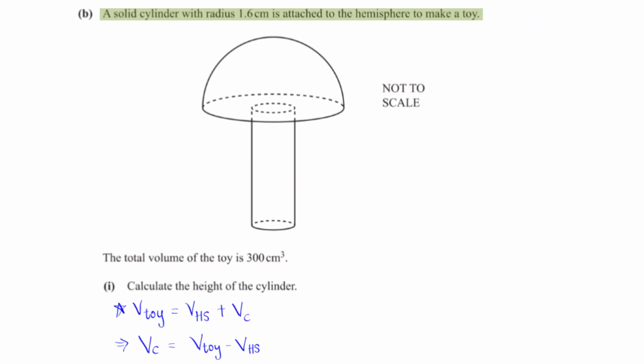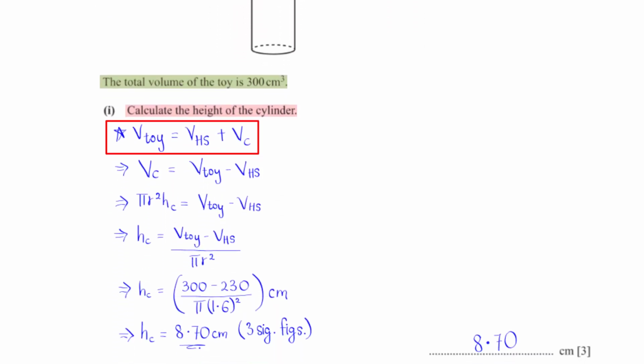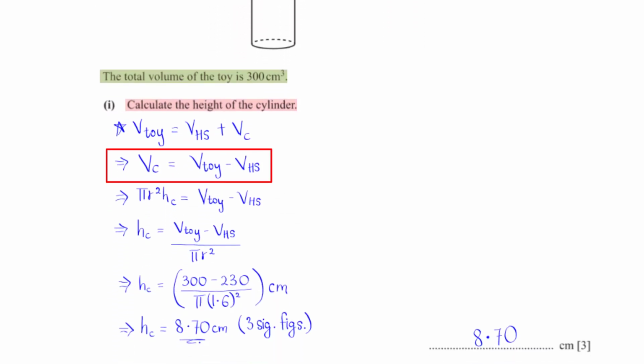A solid cylinder with radius 1.6 centimeters is attached to the hemisphere to make a toy. The total volume of the toy is 300 centimeters cubed. Calculate the height of the cylinder. The total volume of the toy is equal to the volume of the hemisphere plus the volume of the cylinder. When we make the volume of the cylinder the subject, this is what we have.